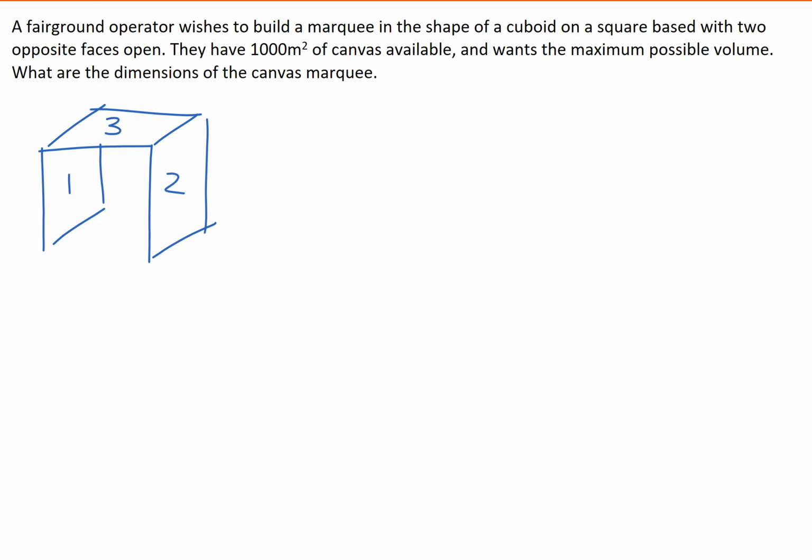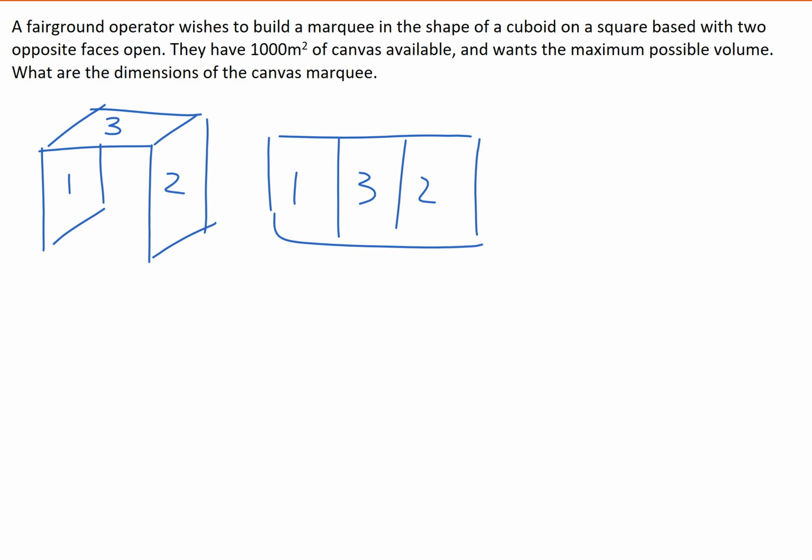Okay, so how much canvas do they have to make that? 1,000. Okay. So in other words, if I was to unfold that, what I would have is just a piece of canvas, with 1, 3, and 2. Can you see how that goes into that? Yep. And so what is this area? Okay. Now does that help you guys, or some of you guys, enough to have a crack at that? Okay, pause this.